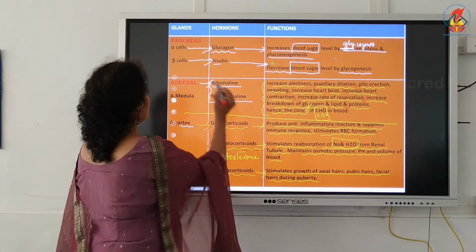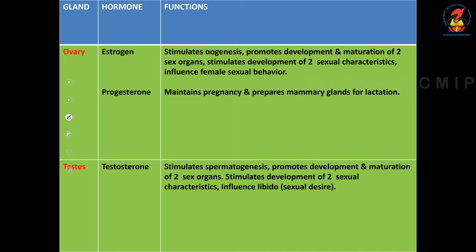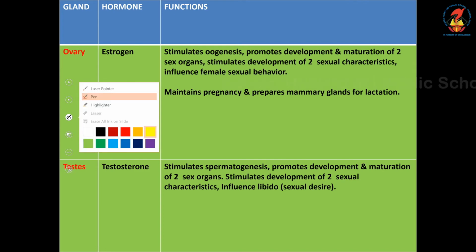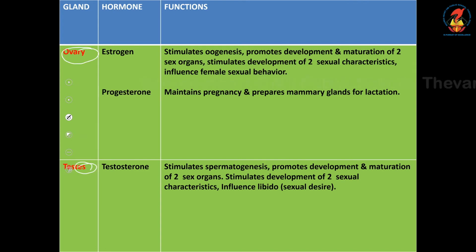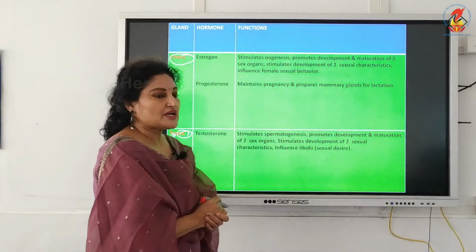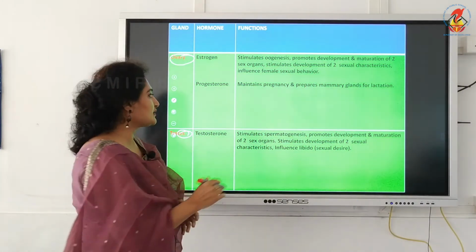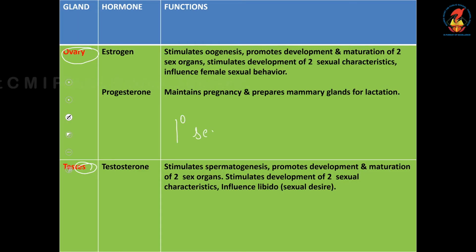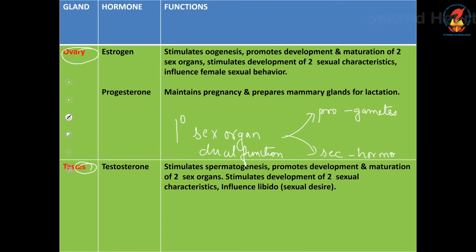Now moving to the next, the last slide is dealing with the gonads. The two gonads are ovaries found in females and testes found in males. The specialty of these ovaries and testes is that they are called the primary sex organs. In general they have a dual function. Now I am giving the generalized version of this. They produce gametes, and at the same time the very same structure secretes hormones. That is why they are called the primary sex organs, or they possess dual function.